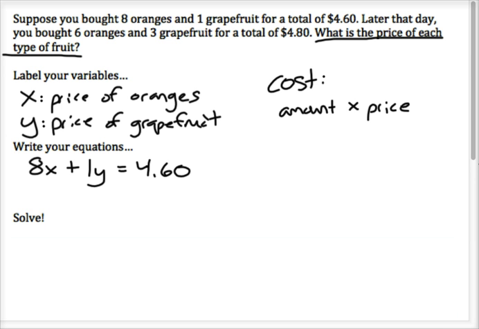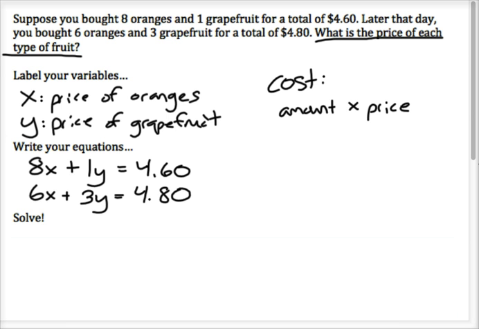Now, on the next day, what ended up happening? Well, there I bought 6 oranges. So again, that cost is going to be the amount that I bought, the 6, and the price of those oranges, which is the X, and 3 grapefruit. So the amount times the price, and that time it cost $4.80. And so now we need to figure out what that cost is for each one, that price. Well, we have a system all set up.